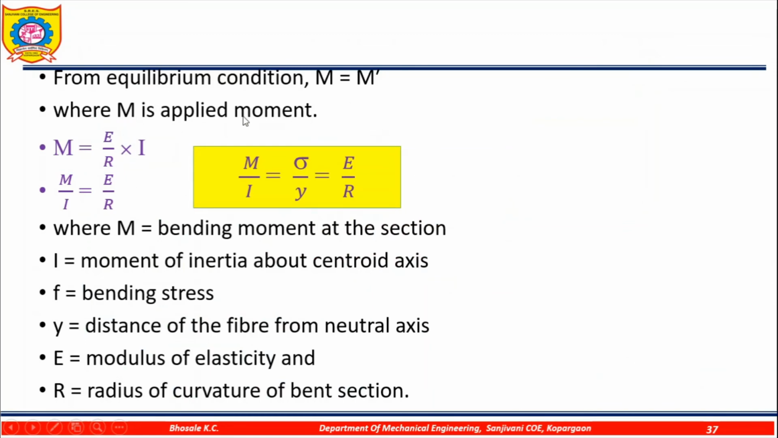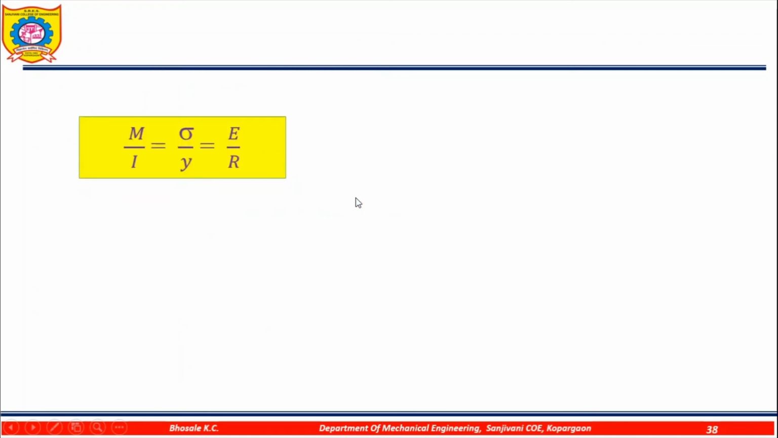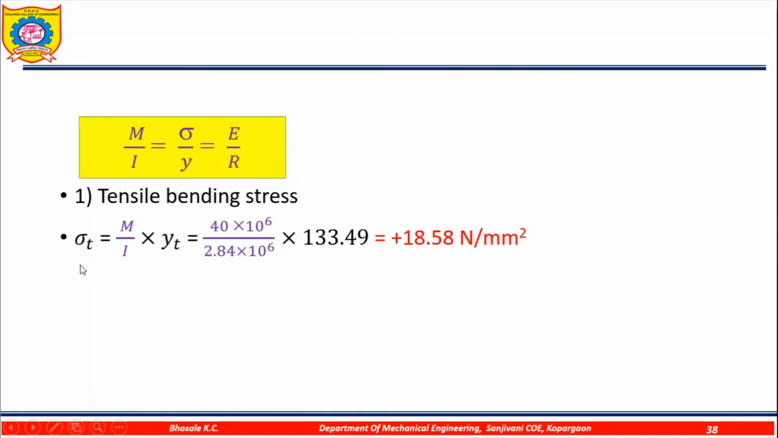We'll use this formula: M upon I equals sigma upon Y equals E by R. In this formula we'll put the values and find out sigma, the tensile bending stress. We know the value of bending moment, we know the value of I, and we know the value of Y. So sigma T, the tensile bending stress, will be equal to M upon I into Yt. Yt is the distance of the neutral axis from the top side, that is 133.49. So that is the tensile bending stress.